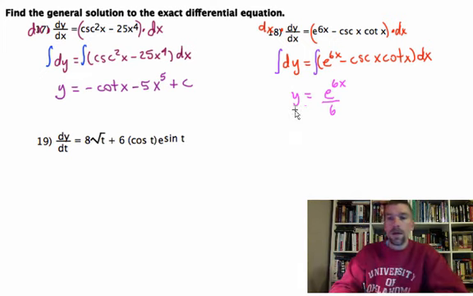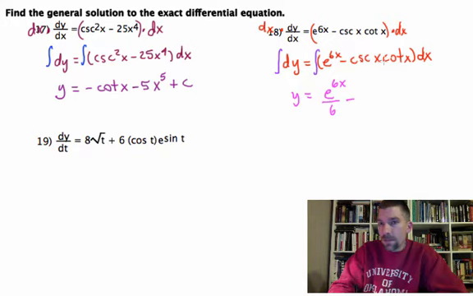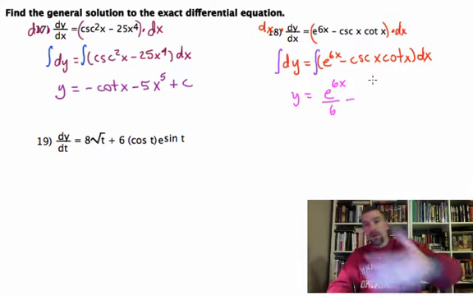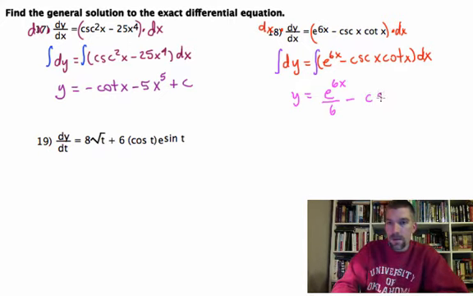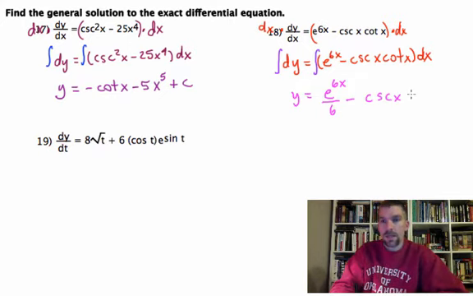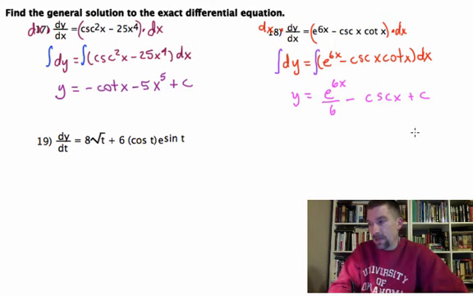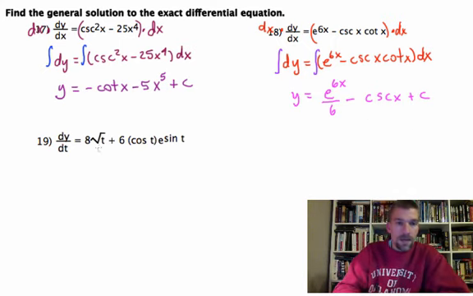All right. Now, what about this cosecant x cotangent x? Well, if you look at your trigonometric derivatives, you're going to see cosecant x cotangent x, and you're going to see that the derivative of cosecant x is equal to negative cosecant x cotangent x. And then lastly, since we want the general solution, we want every possible solution, we're going to add a plus c.